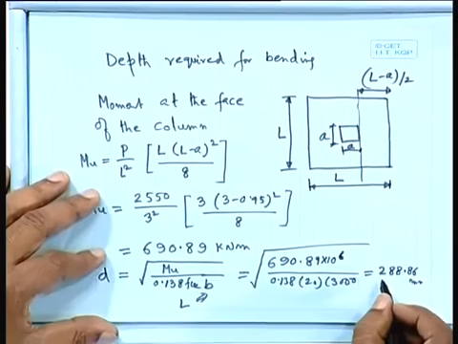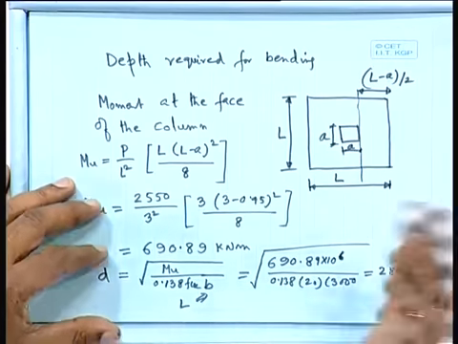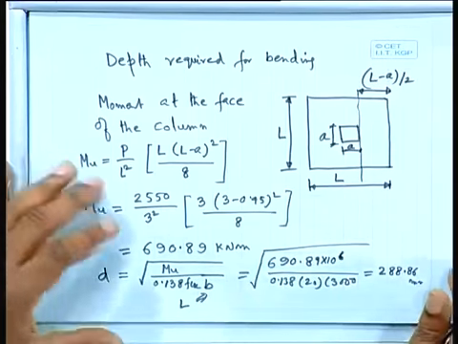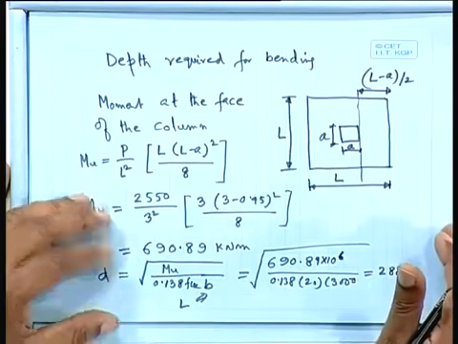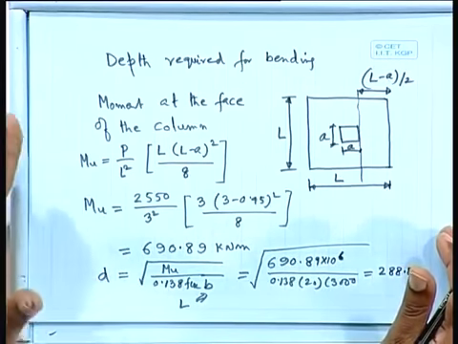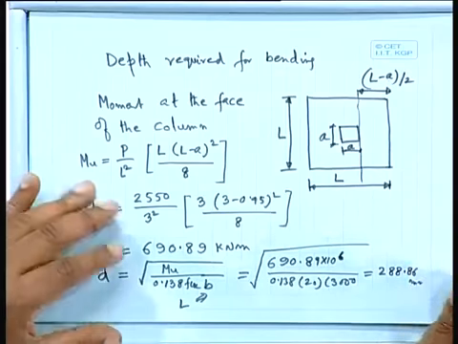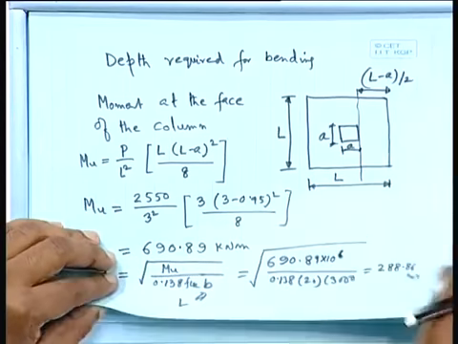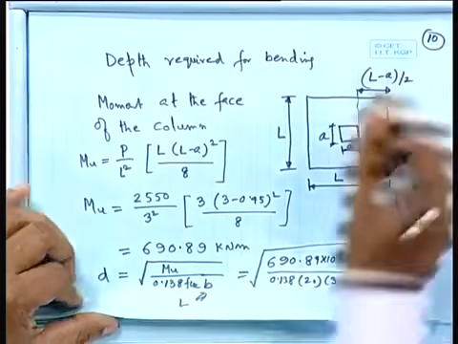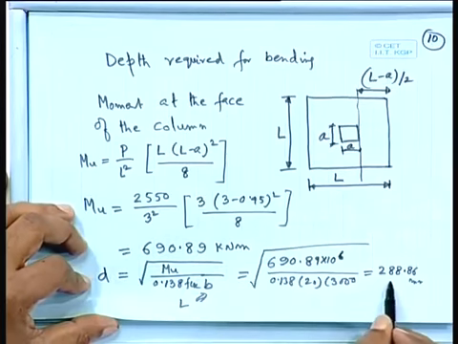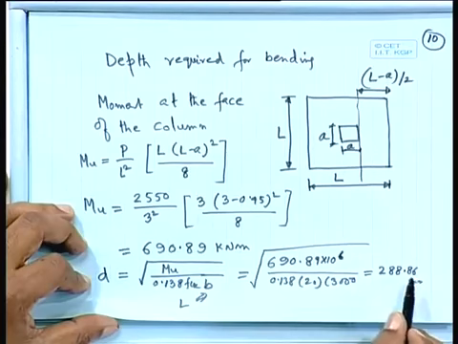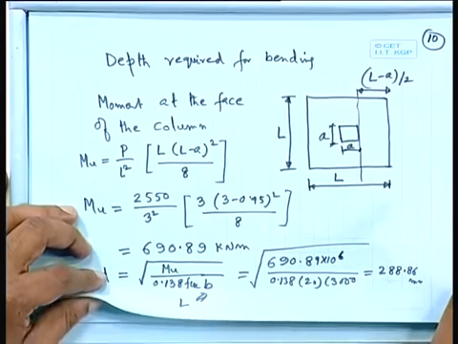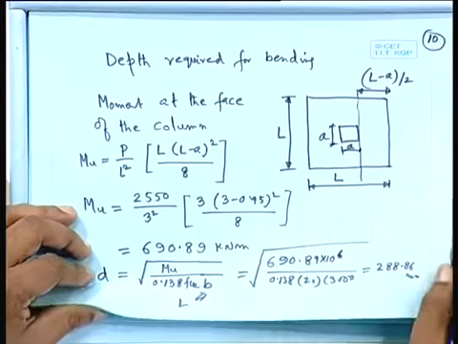So if we start with this one, then again we have to recalculate, and that's why it is better always, you can find out that always start with the one way shear as far as the footing is concerned. So D is required from the bending point of view only 288.86, and from one way shear we have got it 570 millimeter. So we have to provide 570 millimeter.